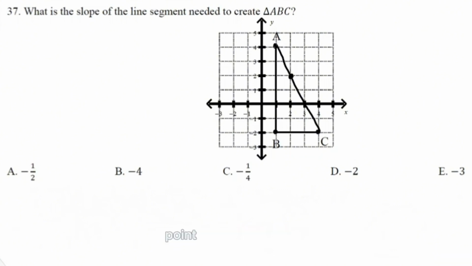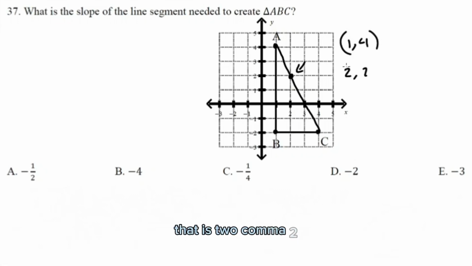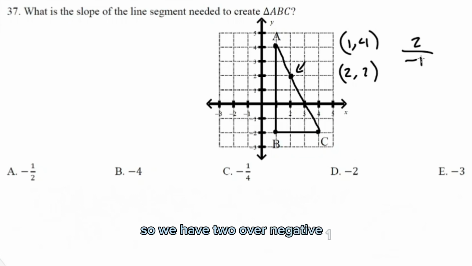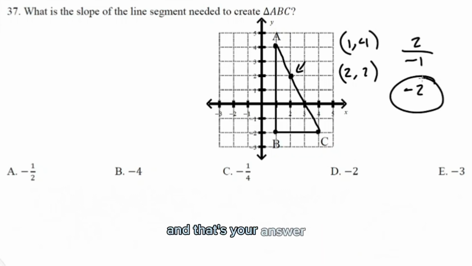So right here, point A is (1, 4). And this point right here is (2, 2). So the difference in the y is 2, and the difference in the x is 1. But it's negative 1, because 1 minus 2 is negative 1. So we have 2 over negative 1, which is just negative 2. So that's your slope, and that's your answer.